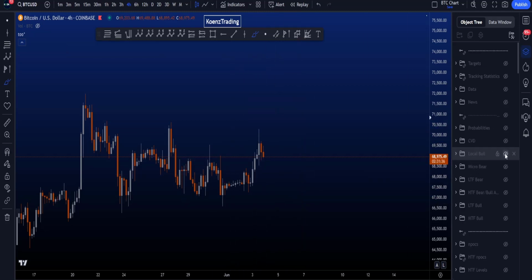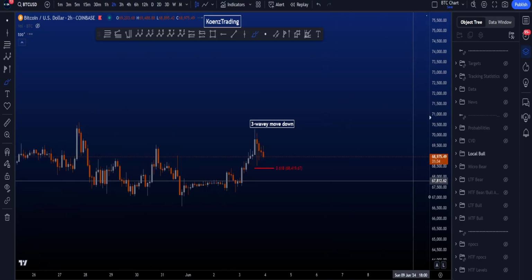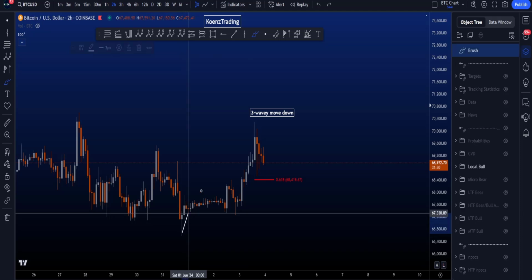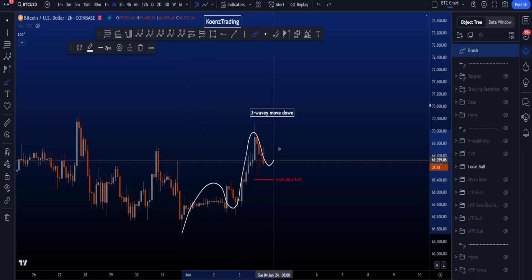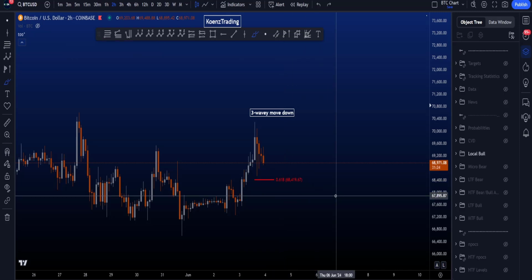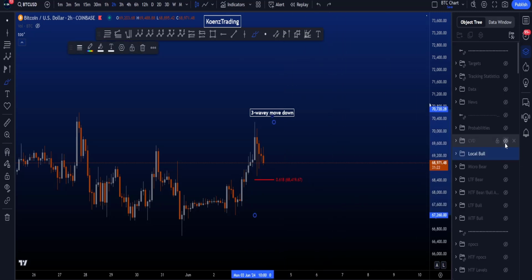Also here on the lower time frame, there is the potential for the high to already be in a 5-wave structure. However, there's also still the possibility for a 1, 2, 3, 4, 5, as long as price does not touch the 0.618 at 68.4k.